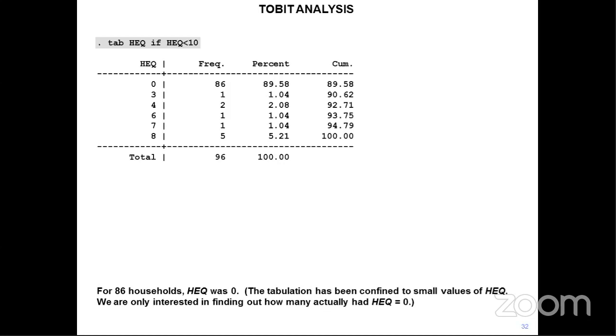Here you have seen that for 86 households HQ was 0. The tabulation has been confined to the small values of X, and we are only interested in finding out how many out of the total are actually 0. This is only an illustrative example. In practice, there are often several observations confined to the value of 0.